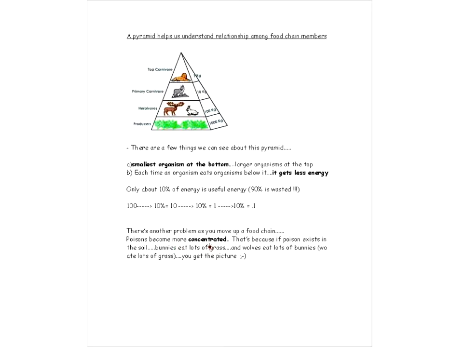Poisons become more concentrated. The reason is that if, say, there was some poison in the soil, well, bunny rabbits would eat lots of grass, but then wolves would eat lots of bunnies. So as you move up, there's more and more poison that gets into the higher levels of the food chain. So again, poisons become more concentrated as you move up to the highest level.